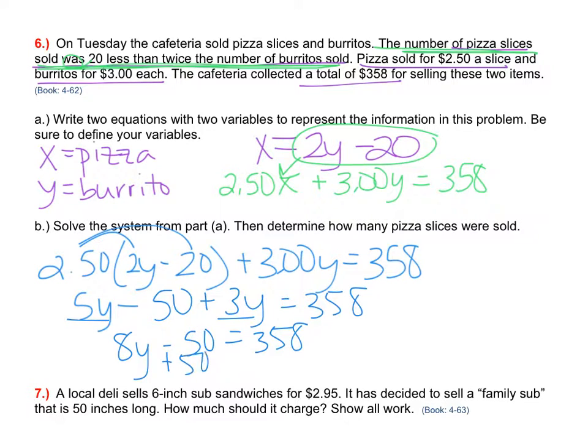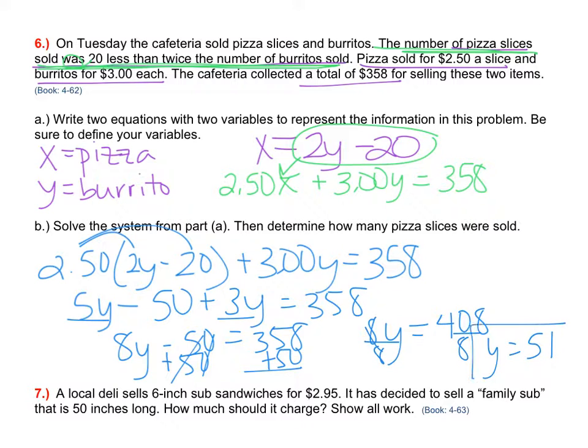We're going to add 50 to both sides. So 8y is now equal to 408. We're going to divide both sides by 8 to get y is equal to 51. Now remember, 51 is our burritos. So the question is saying that we have to solve and then figure out how many pizza slices were sold.